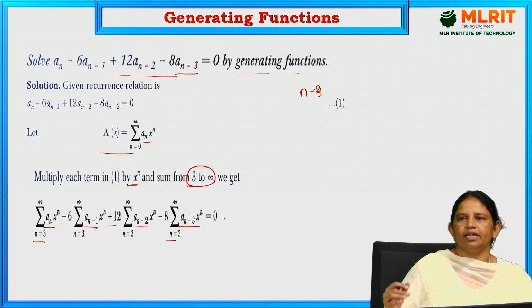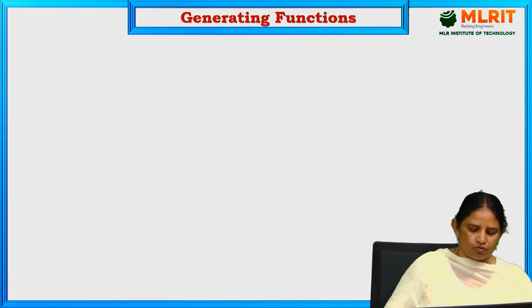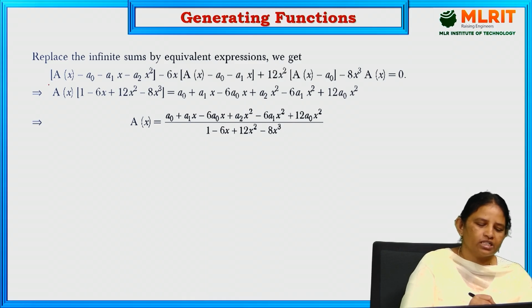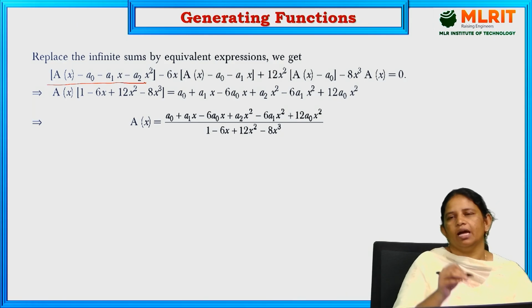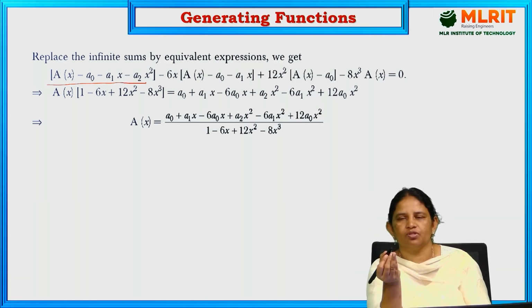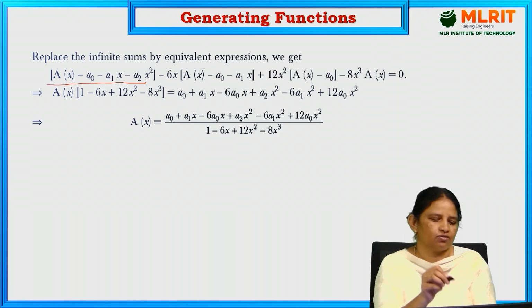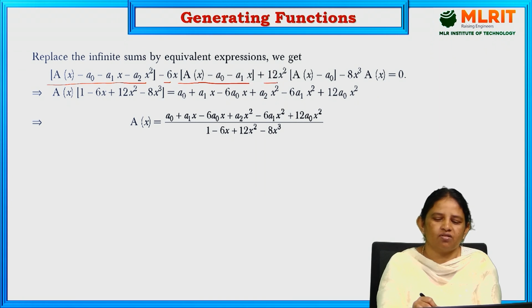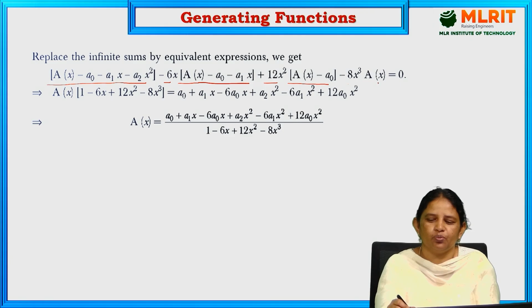Then after that, replace each term with the corresponding sequence of terms. Then we get A(x) minus a_0 minus a_1 x minus a_2 x square. In the case of second order, we have to expand up to x, but in the case of third order, we have to expand up to x square. Minus 6x into A(x) minus a_0 minus a_1 x, plus 12x square into A(x) minus a_0, minus 8x cube into A(x).